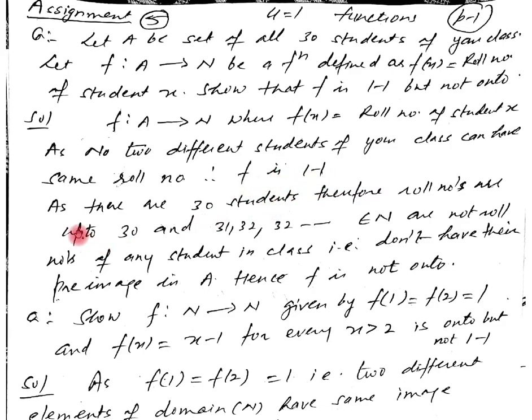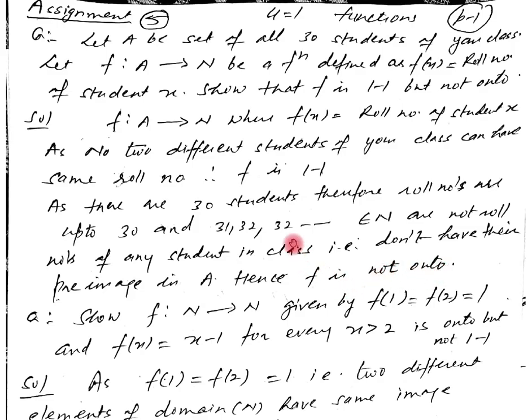Now here we have to check also whether it is onto or not. As there are 30 students, therefore roll numbers are up to 30, and 31, 32, and so on belonging to N are not the roll number of any student in the class. It means the numbers from 31 onwards do not have any preimage in A. Therefore the function is not onto.